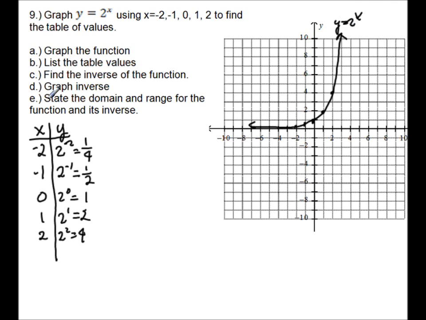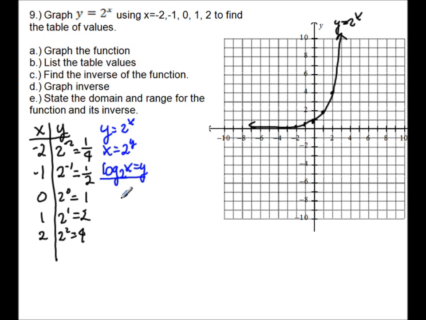Now the next thing they tell us to do is find the inverse of the function. Well, we know if we have y equals 2 to the x, we can switch the x and the y, so we get x equals 2 to the y. So now we're in exponential form, so we switch it to logarithmic form, and logarithmic form looks like log base 2 of x equals y. So this is our inverse.